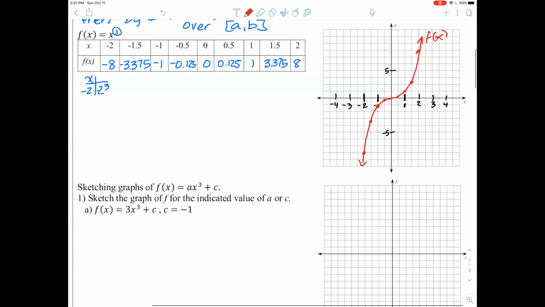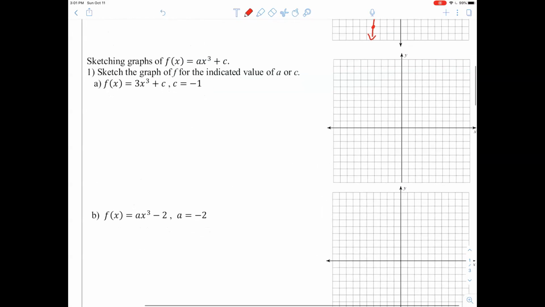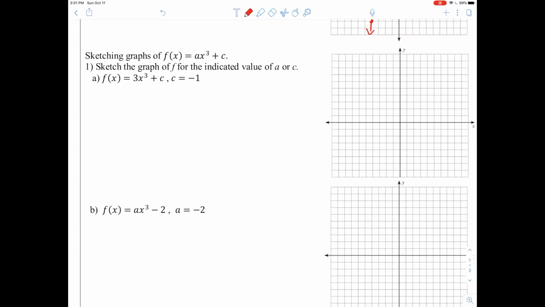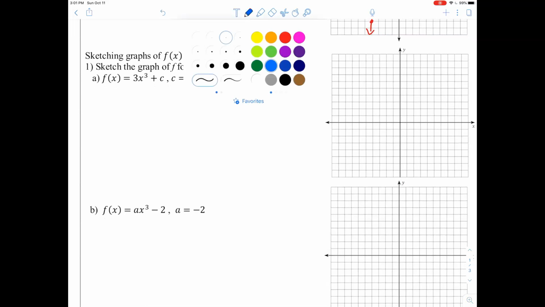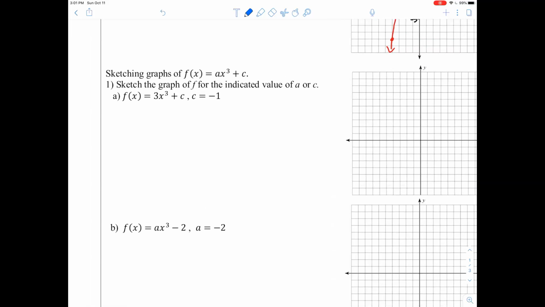So what we're going to do now is just sketch some graphs of a cubic function that only has vertical transformations. It doesn't have any horizontal transformations because the x isn't in any parentheses here. So we're sketching graphs for f of x equals a x cubed plus c. Sketch the graph of the function for the indicated value of a or c. Now remember that a is your term that stretches and compresses the function.